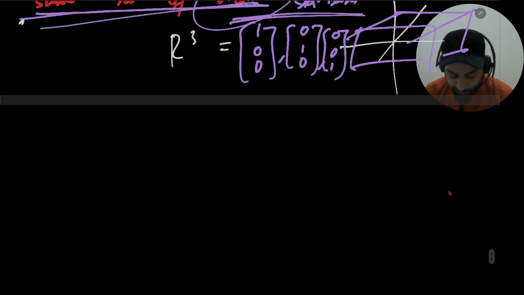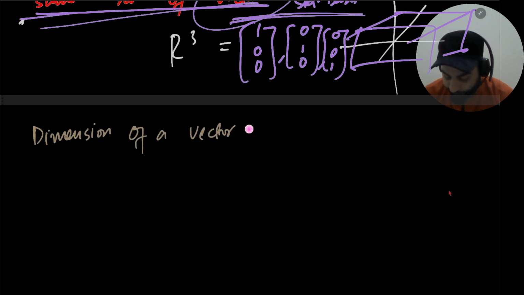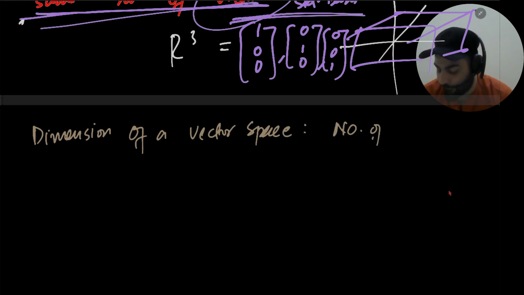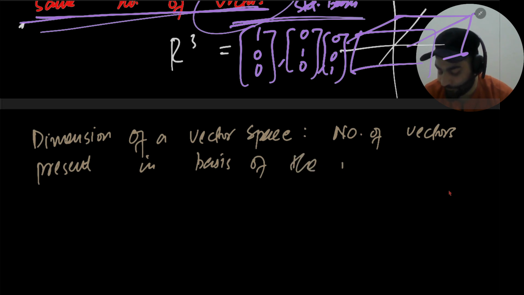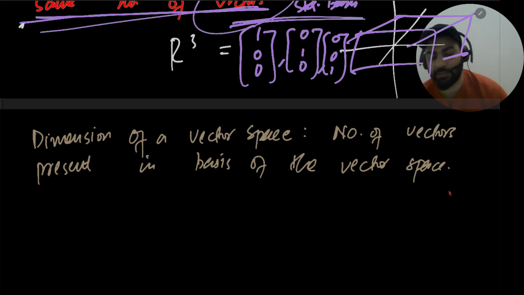So now I'll also write the dimension of a vector space. It is the number of vectors present in the basis of the vector space. Is it good? Are you understanding this now?